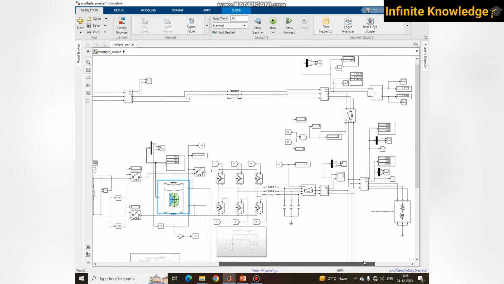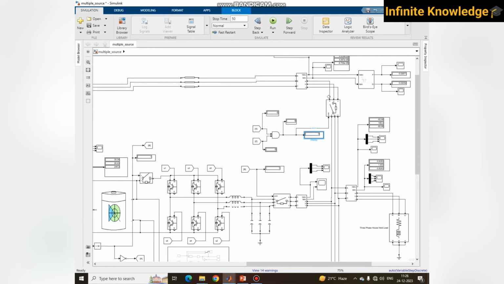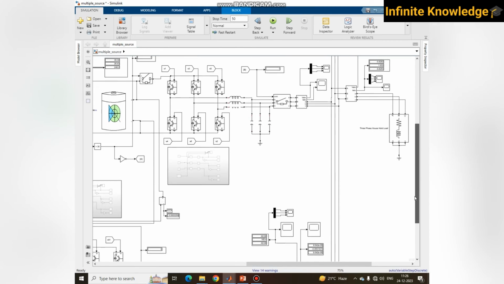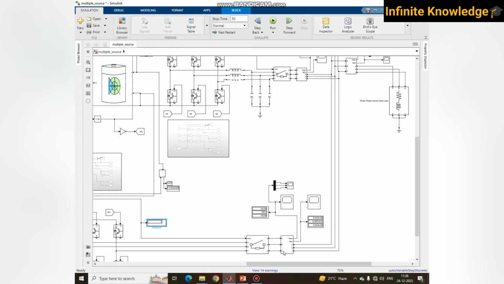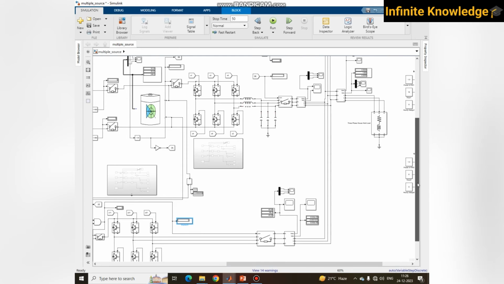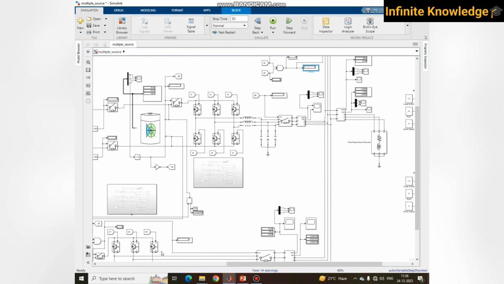So just focus on this breaker, this one. This is your main grid breaker, and this one. This is your actual breaker of the wind. This one and this one.